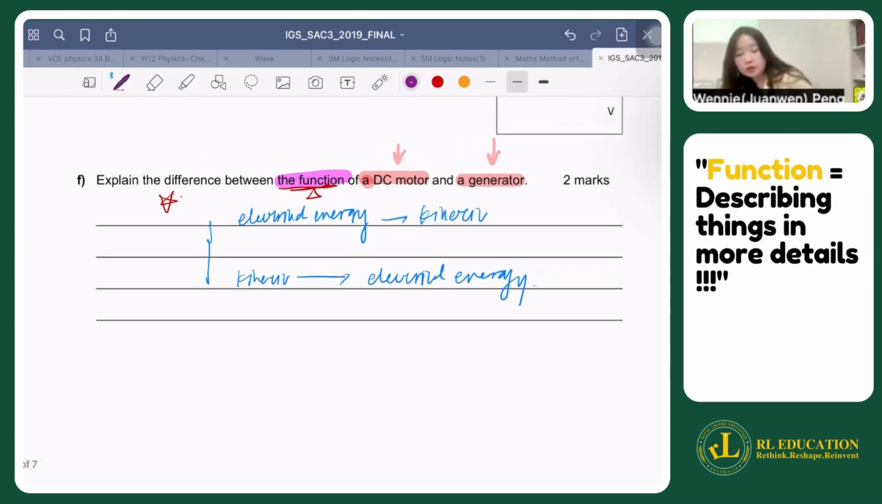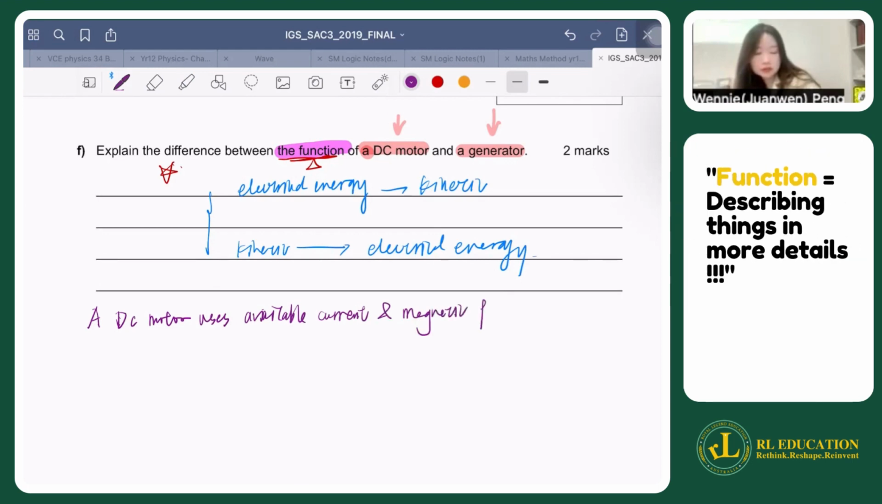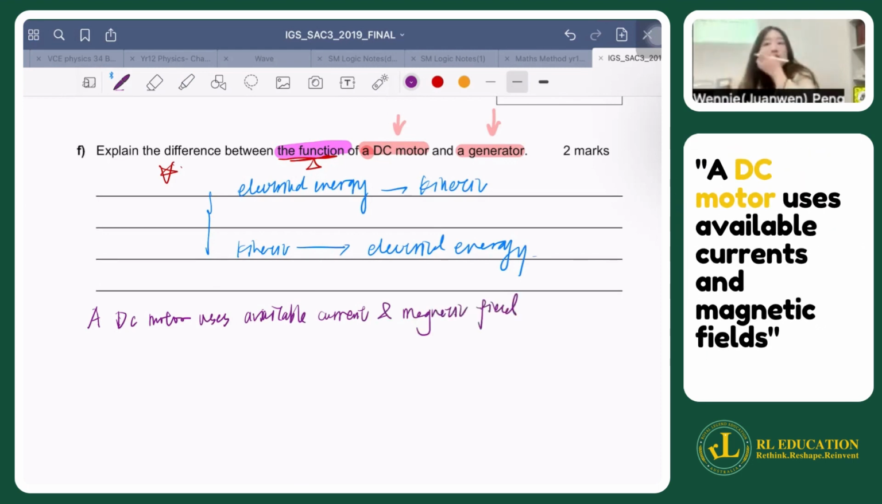All right, so I would say a DC motor uses, so how does a motor work? I do believe they are using available current and magnetic fields. Back to the motor questions you have been examining, you will provide the current. You will know which direction the current is, and the coil is placed in a magnetic field.